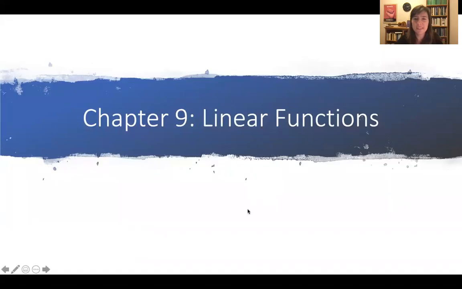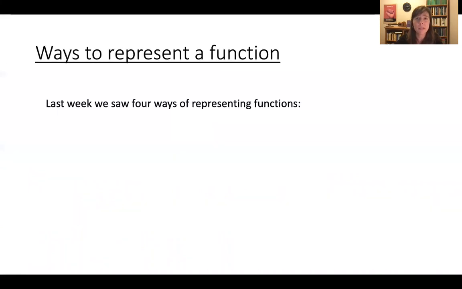Hello students, in this video we are going to discuss Chapter 9, Linear Functions. So in the last video and the last chapter, we saw 4 ways of representing functions in general: formula, table, graph, and words.